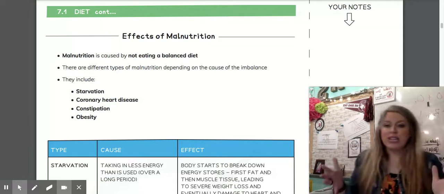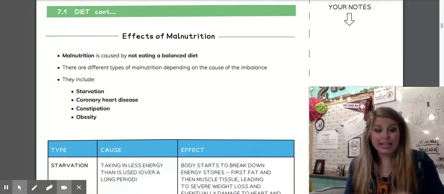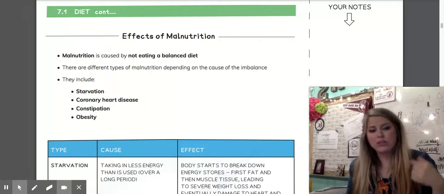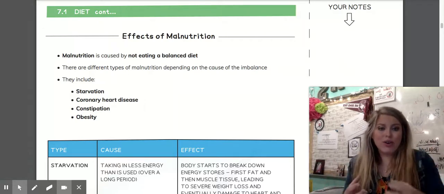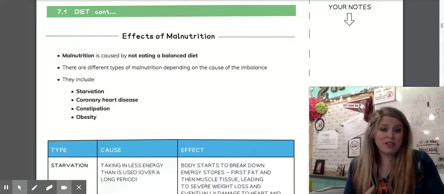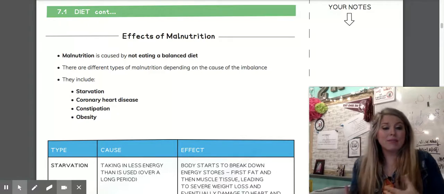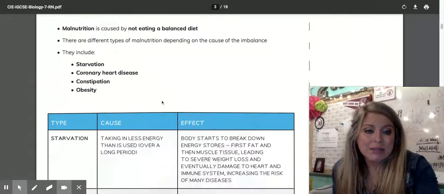With malnutrition, this is caused by not eating a balanced diet. So, when you're not eating correctly, that's why it's so important to know what you're putting into your body, and what those nutrients are in each of those food items that might be your favorite. Some of them might not so much be your favorite, but you still need to try to eat them because they're healthy for you. So let's look at the different types of malnutrition.